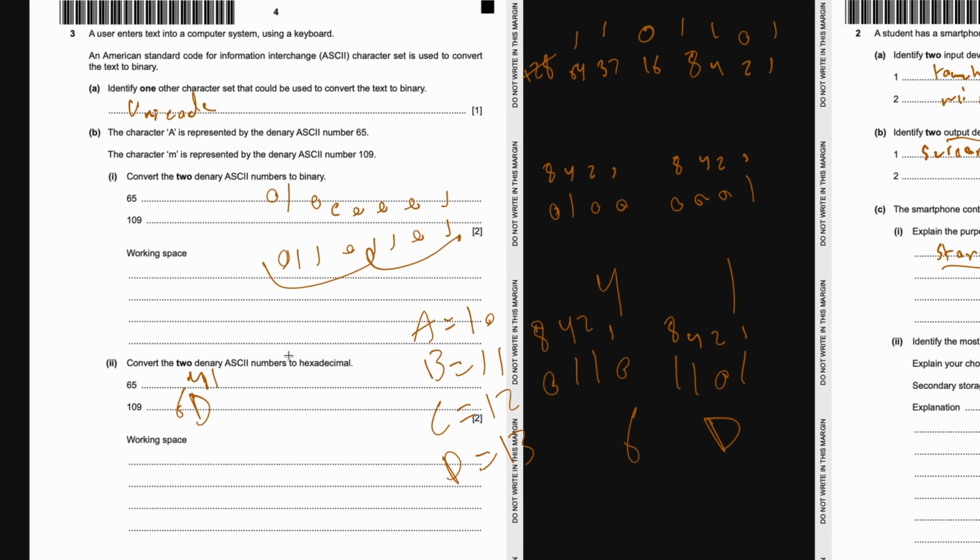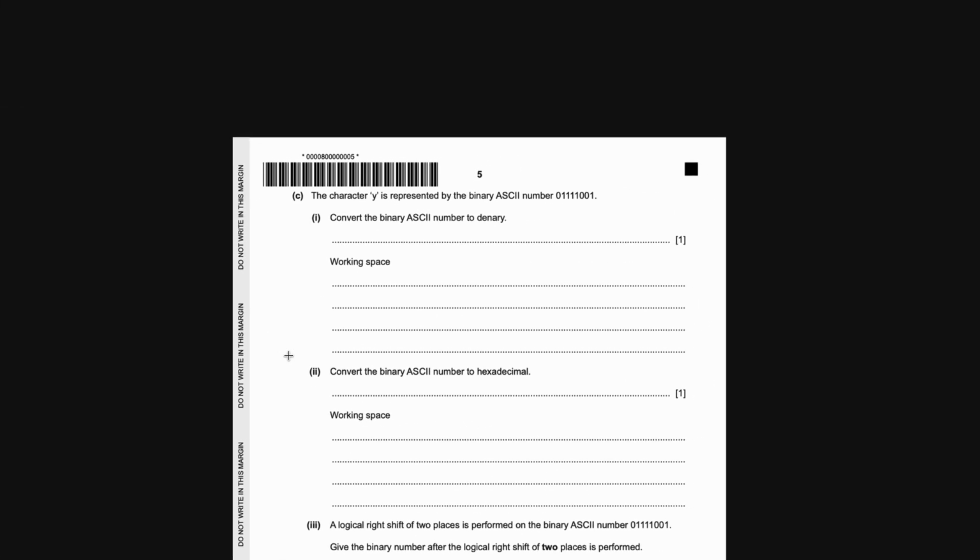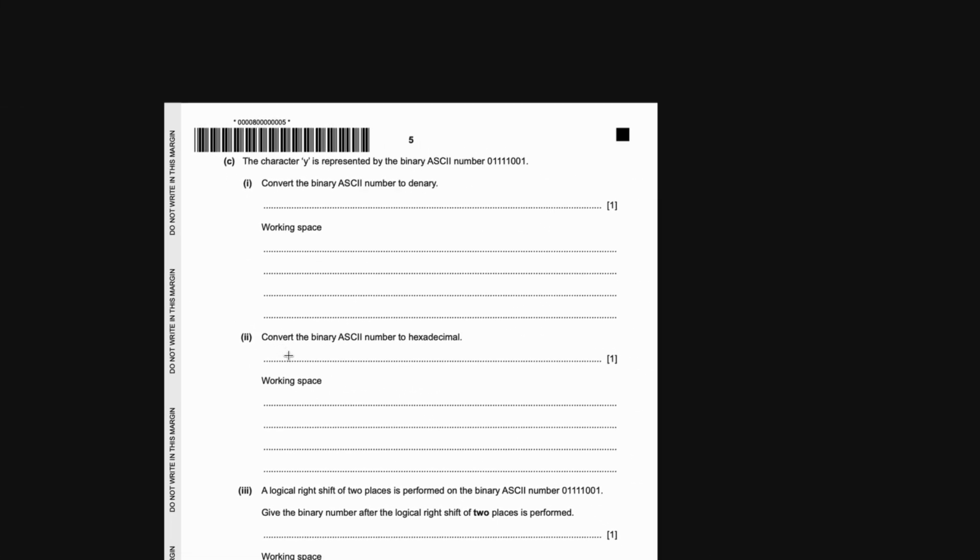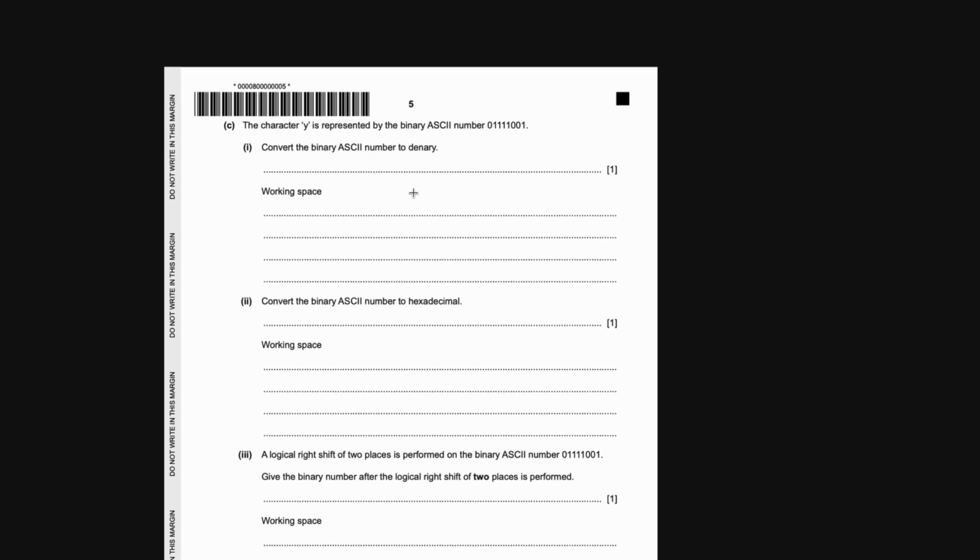Okay, 6D. So now let's move on to part C. The character Y is represented by the binary ASCII number 01111001. Convert the binary ASCII number to denary. Okay, so let's firstly write it out in a bigger form. Those are 4 ones with 2 zeros and a 1 at the end, right? So 1, 2, 4, 8, 16, 32, 64. So 64 plus 32 plus 16 plus 8 and plus 1.